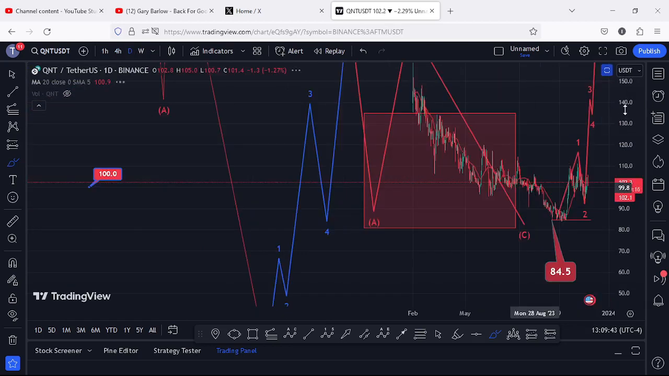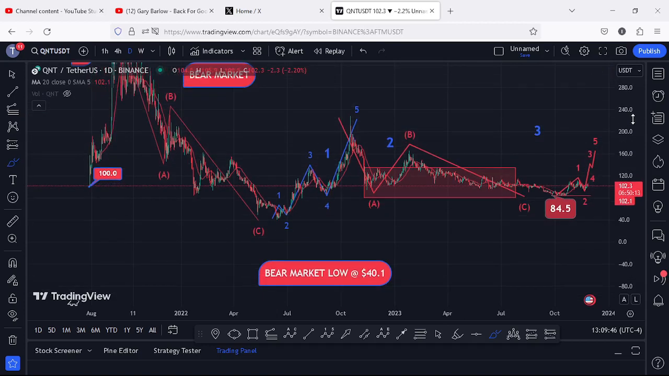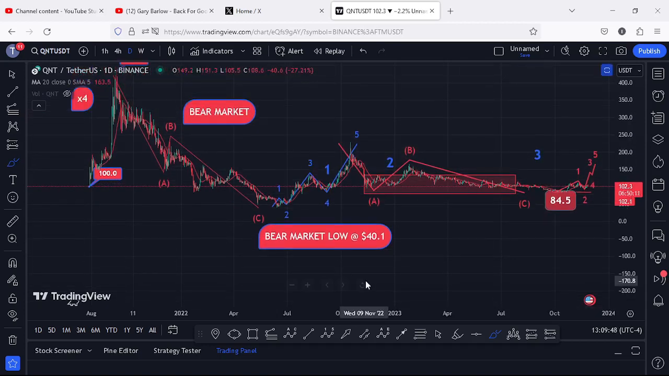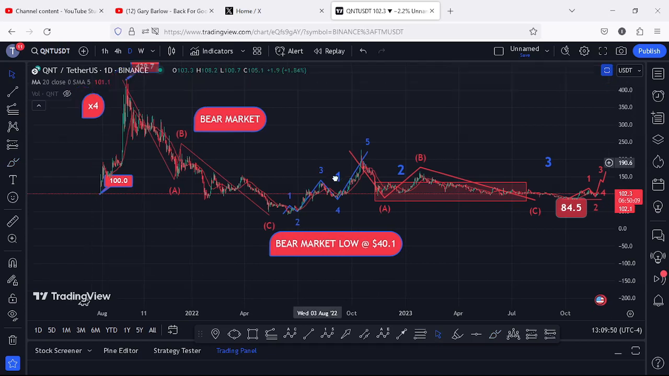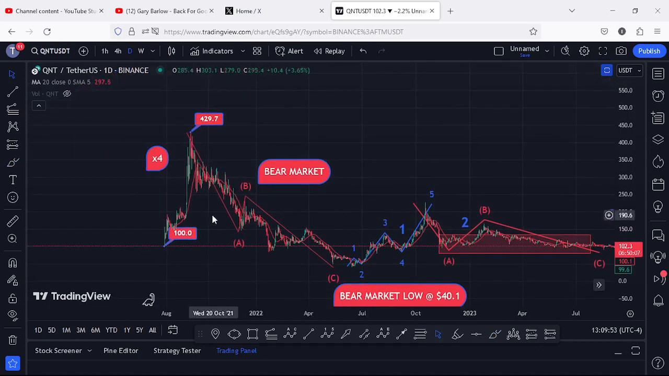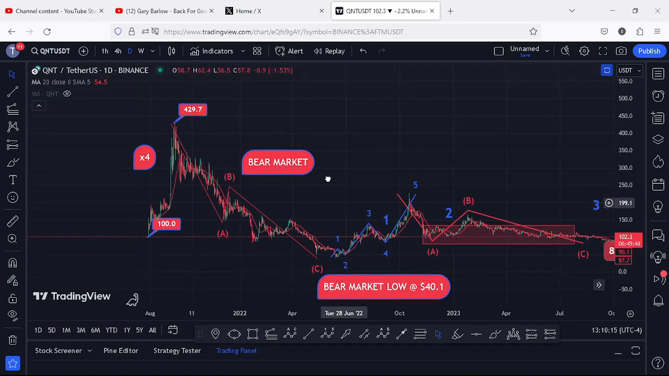Jumping to the daily chart to now give you my long-term Elliott wave analysis that I'm expecting to play out once the bull market is here. You can see that back in 2020 we saw this low before we went to the all-time high above the $429.7 mark, which was a perfect 4x to the upper side. And after seeing the all-time high, we started the bear market, where we had been seeing lower prices in this ABC corrective move, giving us a bear market low at around the $40.1 mark.